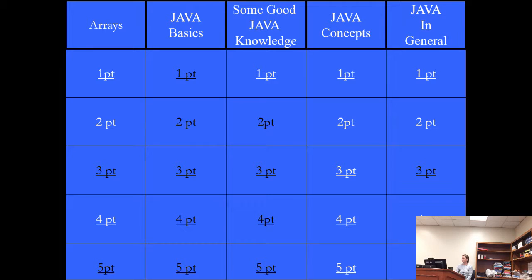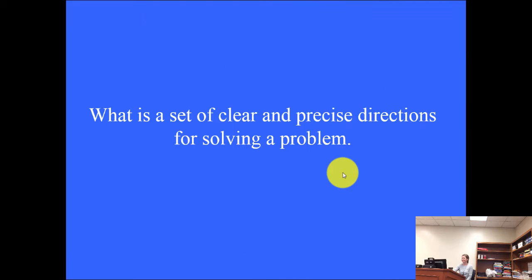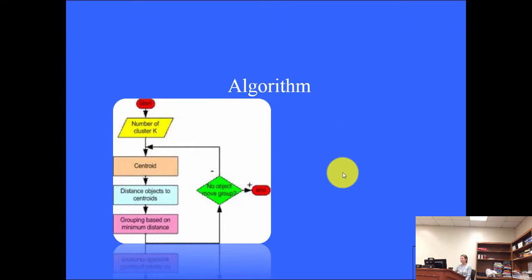Okay, cool. What is a set of clear and precise directions for solving a problem? I know you know this one. Yes, algorithm. Good. I'm glad we got that one right. Definitely need to get that one. Okay, good.